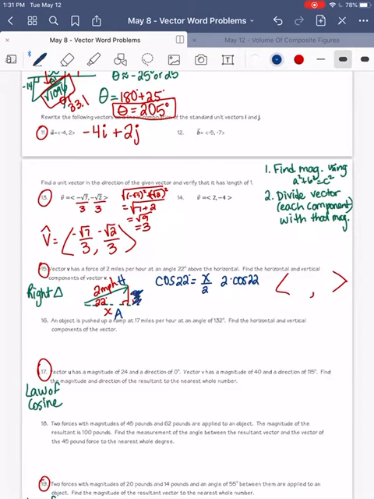All right, and I'm just going to type that in. 2 times cosine 22, and that is 1.9. It's 1.85, but I said round to the nearest tenths in my directions.